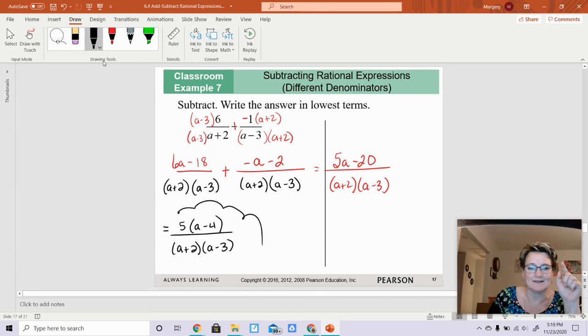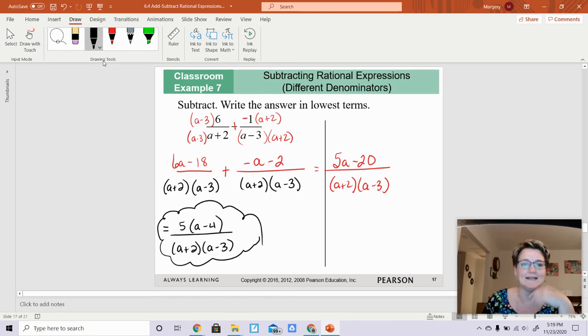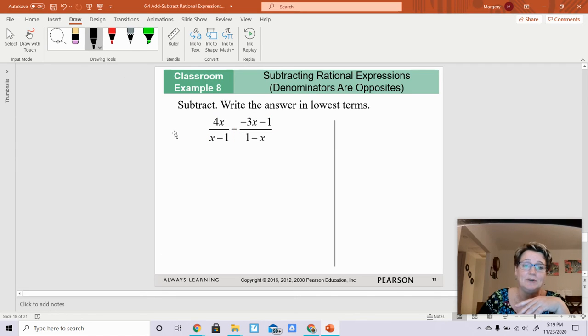And there's your answer. If you could simplify it further, you would have to, but we can't right now. That's it. That's our answer. All right. Always try to factor it towards the end, because sometimes you can get rid of stuff.